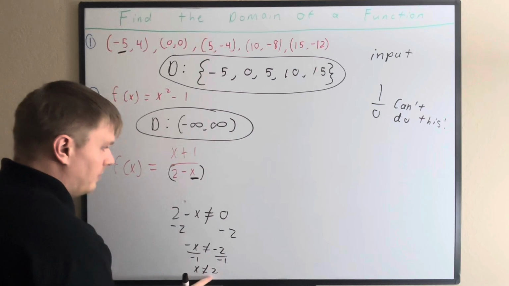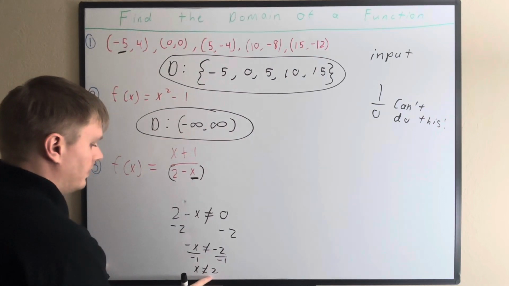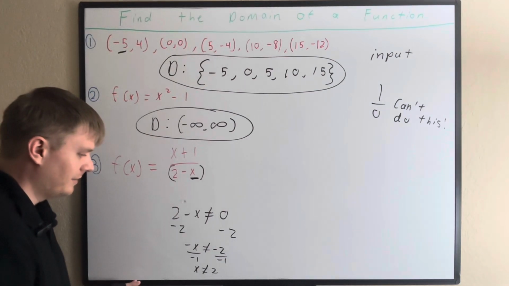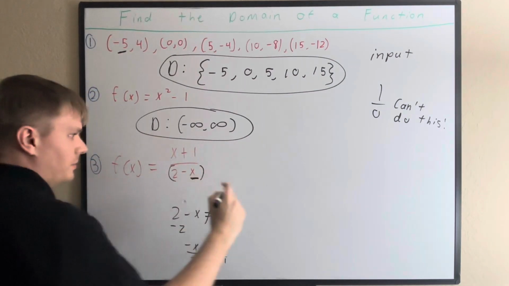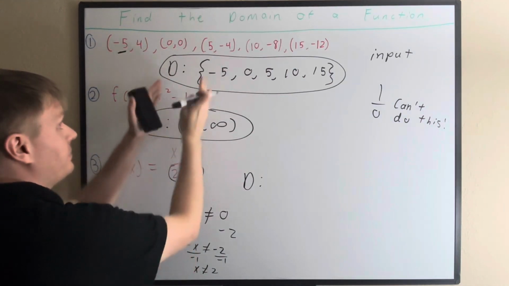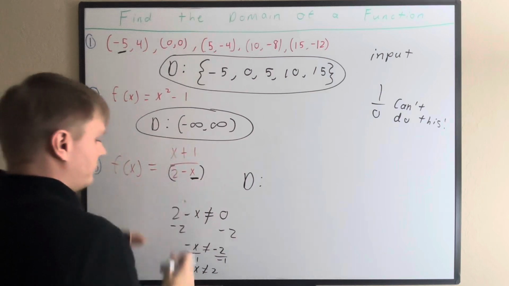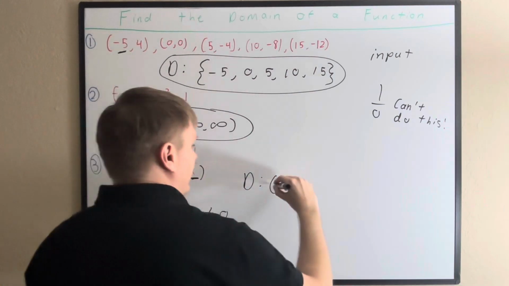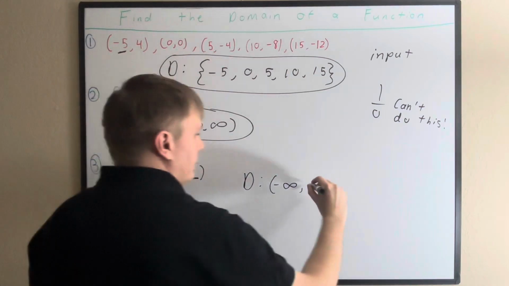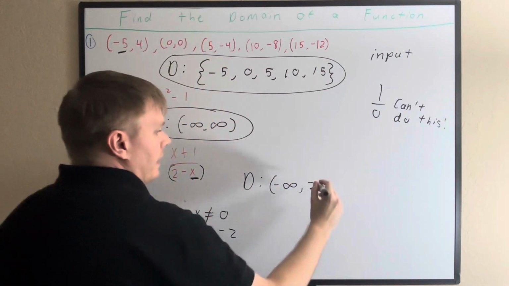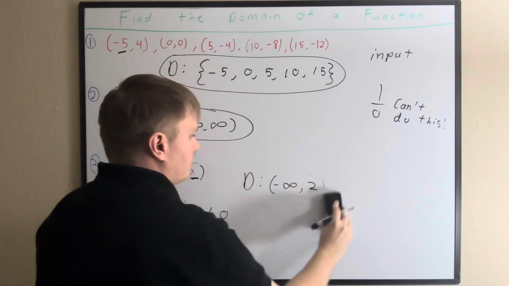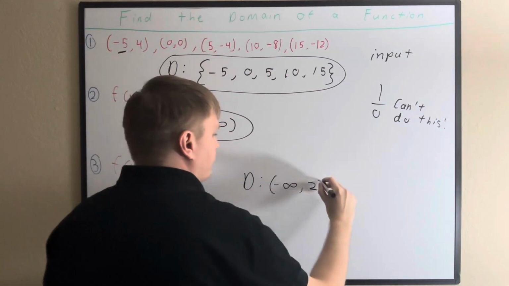So x cannot be +2. All right, but it could be anything else. So what do we do with our interval notation? Well, in our interval notation, we always start with the lowest number first, right? So we can go all the way to -infinity. We just can't hit 2, right? And do we include 2? No. We do not include 2, all right?